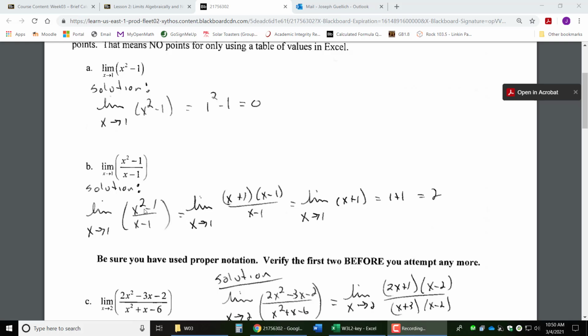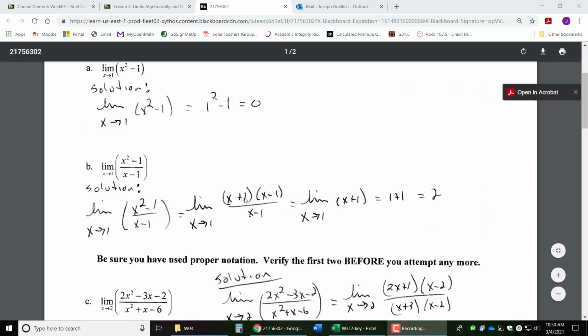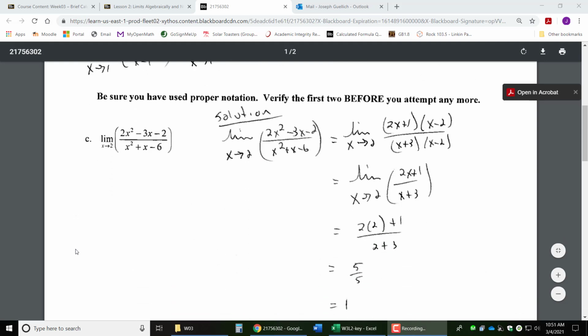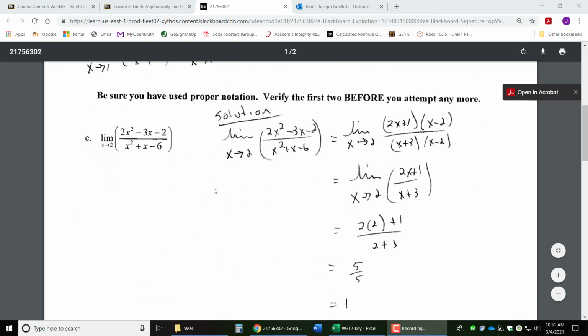Same thing here. This one involves some factoring and canceling, just like before. Make sure you know when to write the limit notation and when to stop writing the limit notation. Very important. Alrighty, number C here, same thing. You can see the answer there.